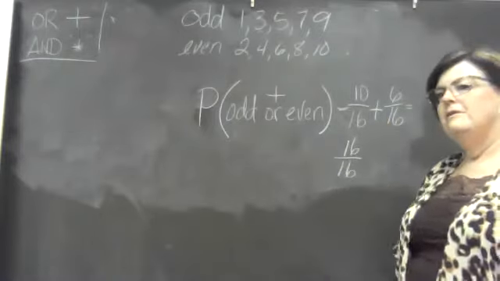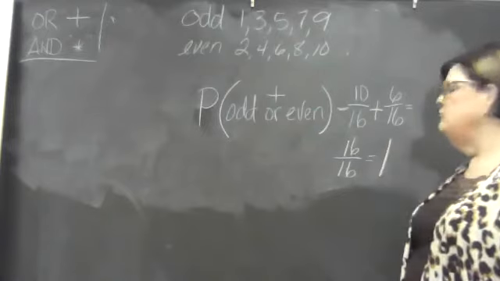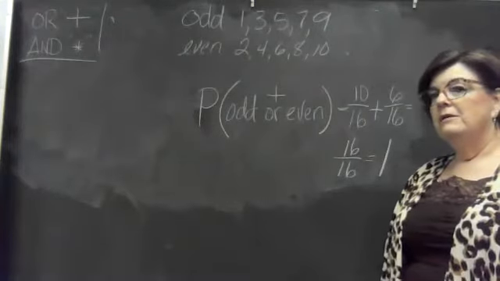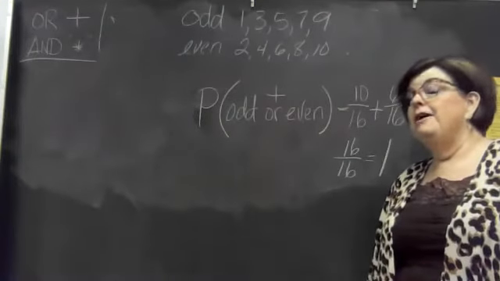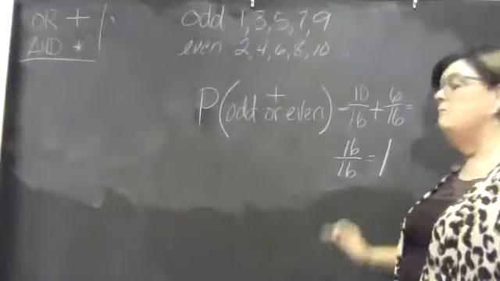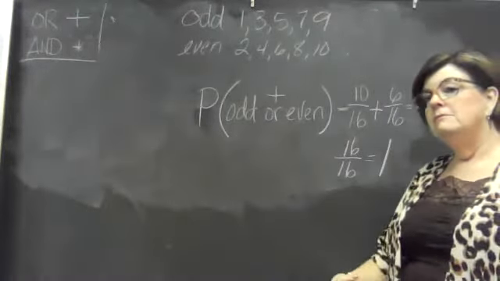Why? This is like one whole spinner. Why? Because that's all that's on the spinner, right? Odds and evens. And so your probability is actually 1. That means the whole thing. Okay?